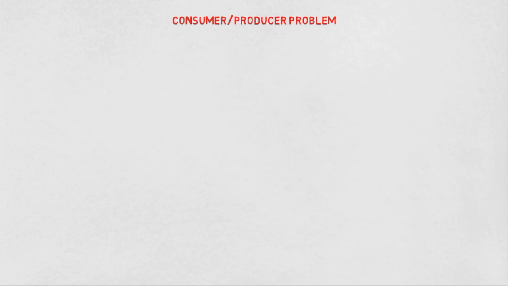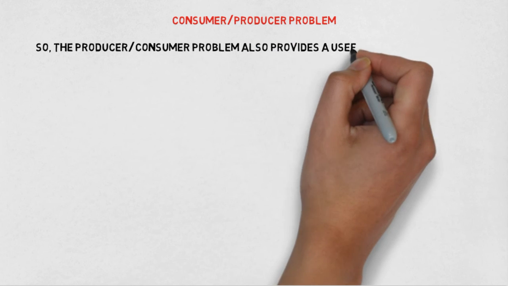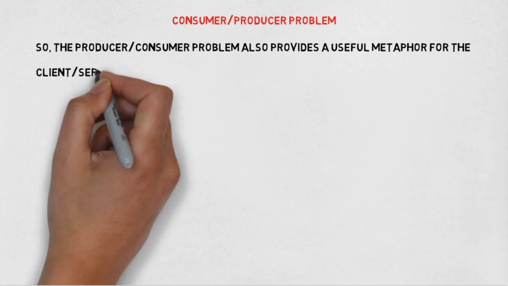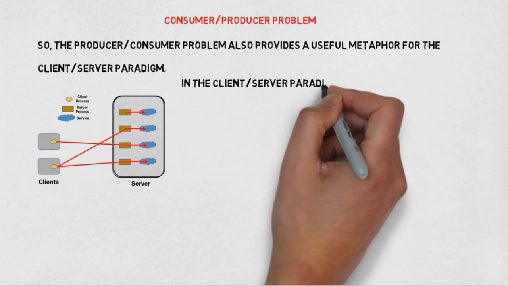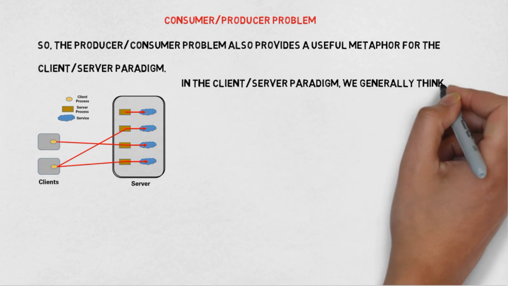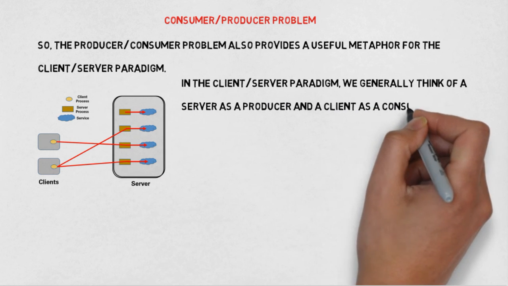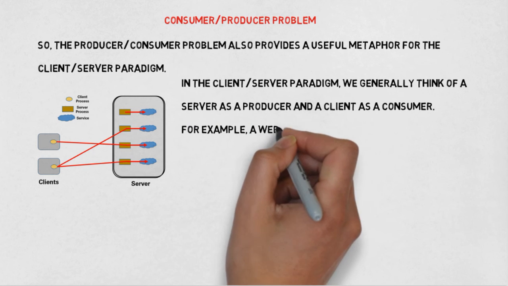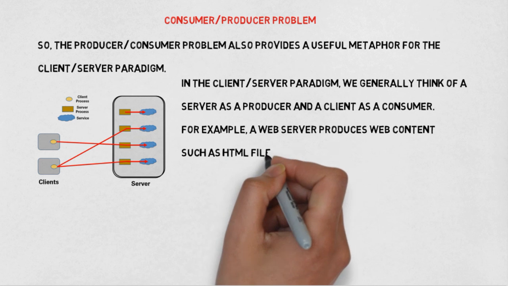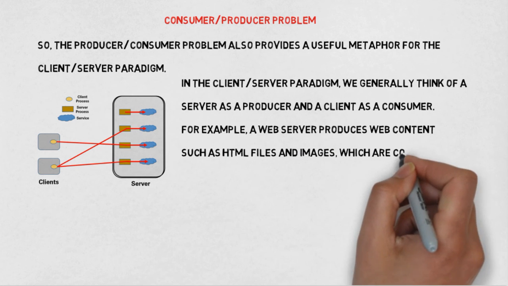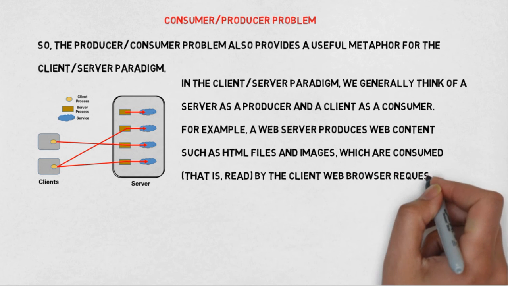The producer-consumer problem also provides a useful metaphor for the client-server paradigm. In the client-server paradigm, we generally think of a server as a producer and a client as a consumer. For example, a web server produces web content such as HTML files and images, which are consumed, that is, read, by the client's web browser requesting the resource.